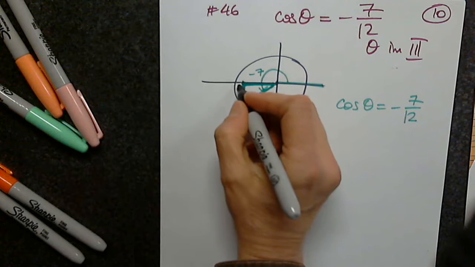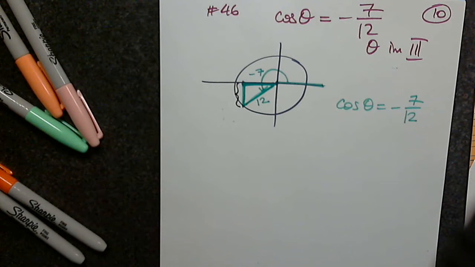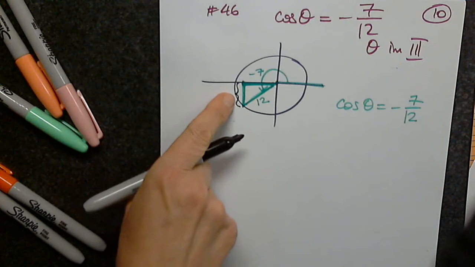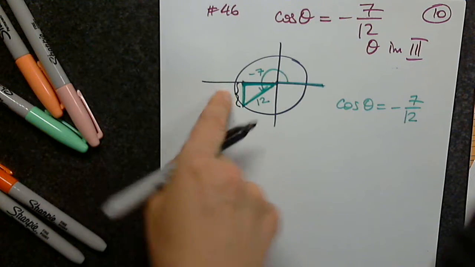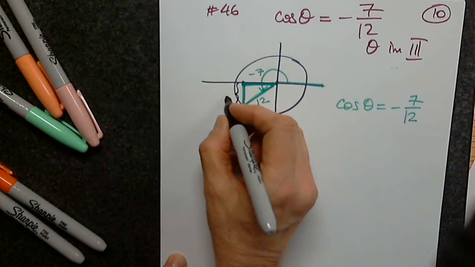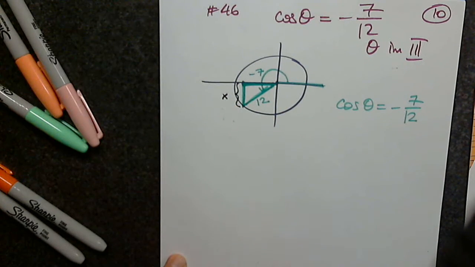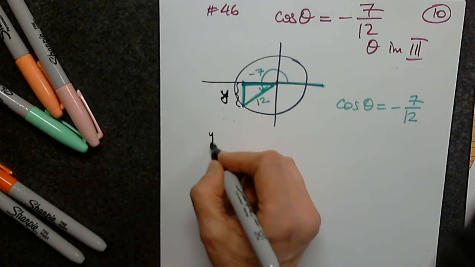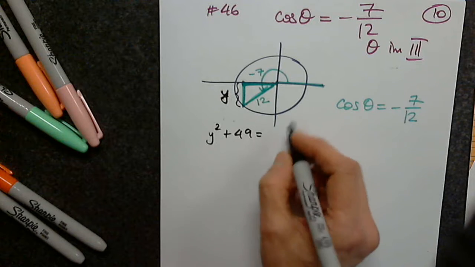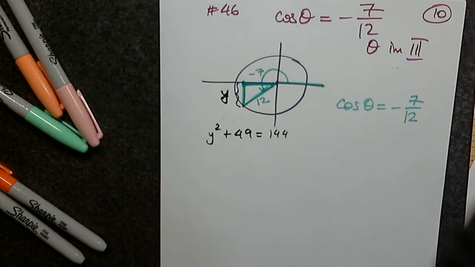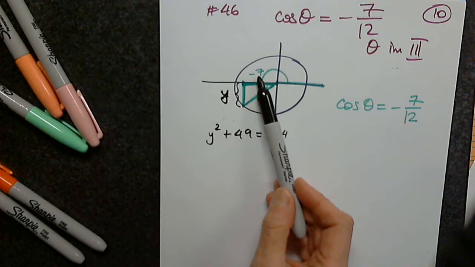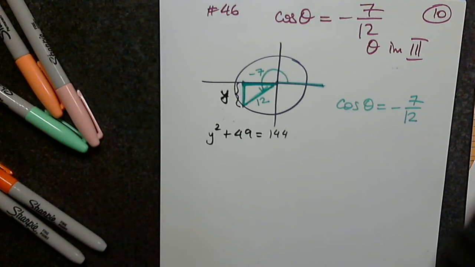Now I have to determine this one. Will it be positive or negative? This is very important. It will be negative. So in order to determine this, I'm going to call it y. Then I have y squared plus 49 equals 12 squared, 144. The sum of the squares of the legs: y squared plus (-7) squared equals 12 squared.